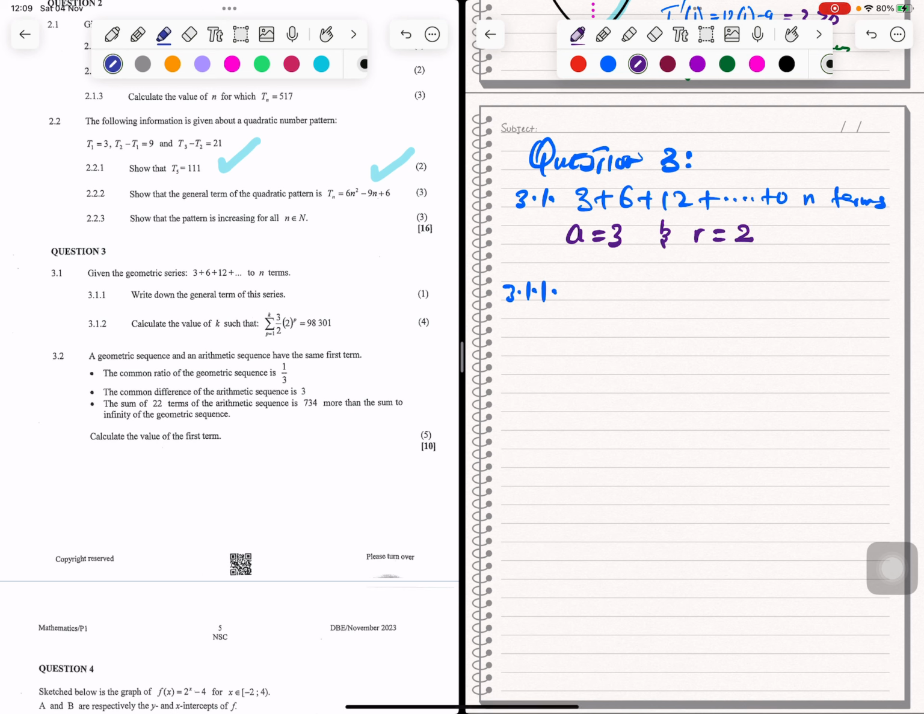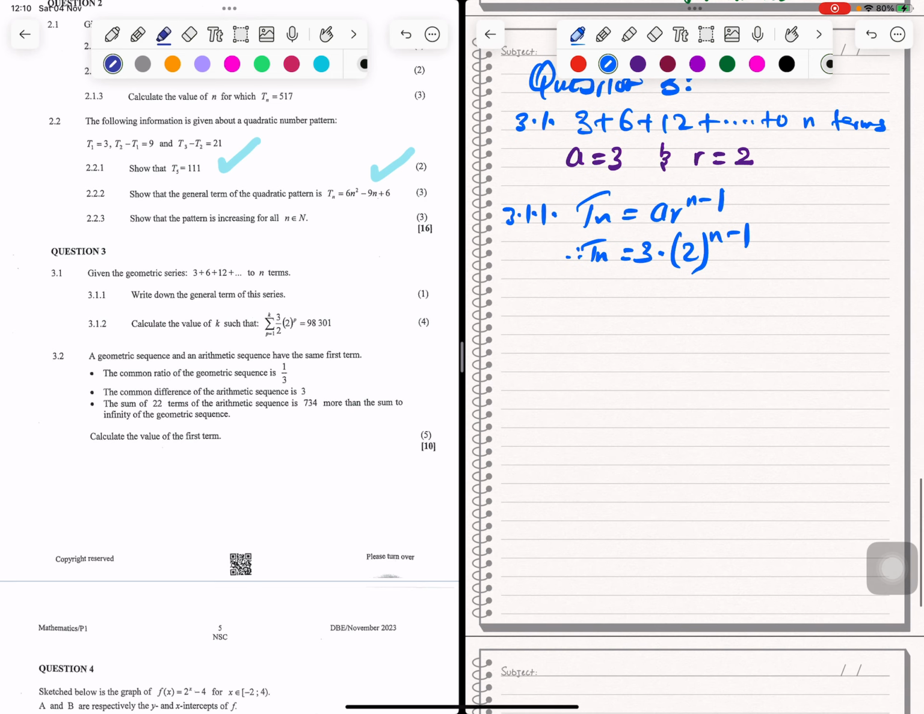Or 12 over 6 is 2. Yes, correct. Now they say determine the general term of this series. The general term would be Tn equals ar to the power n minus 1. Therefore, the general term is a is 3 here, multiplied by the ratio. The ratio is 2 to the power n minus 1. That's the answer there.